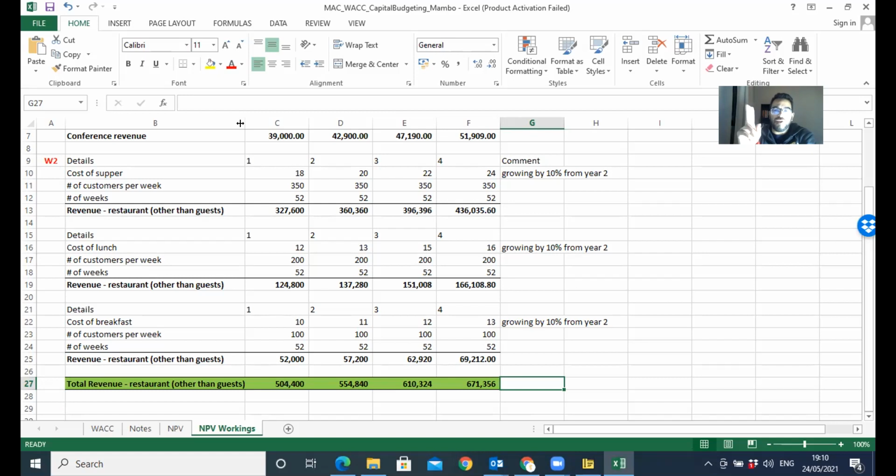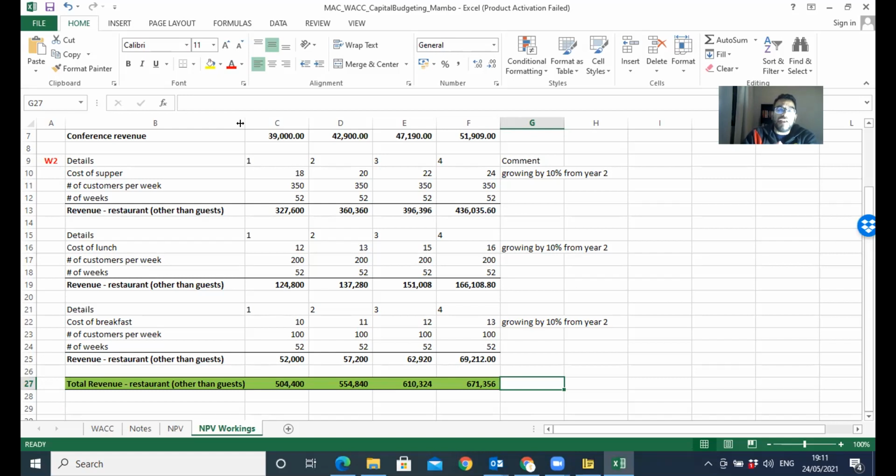But the restaurants have two types: your normal guests and then other guests. Okay, so we have the other guests. So we must still calculate your normal guests, or whatever you want to call it. Then the third one is your revenue from conferences. And then the fourth one, which is the main one, is your revenue from bookings.